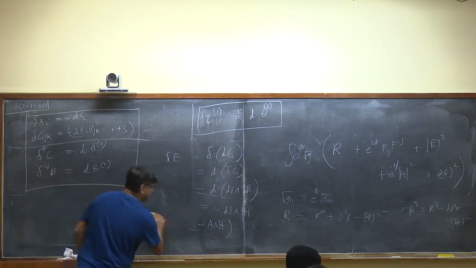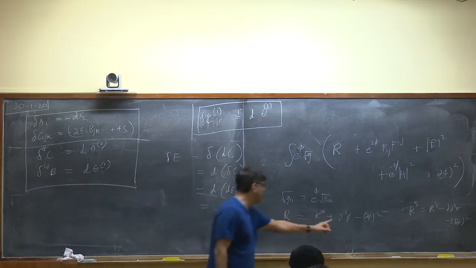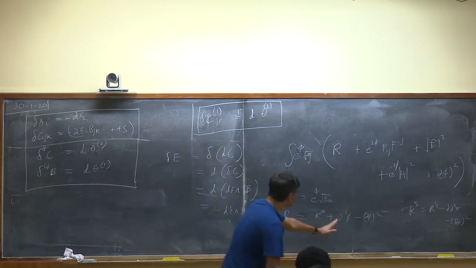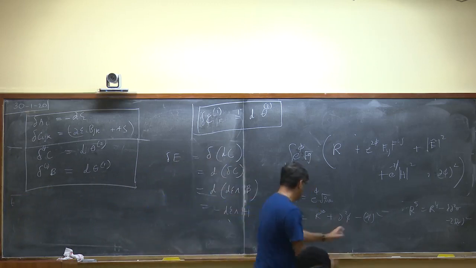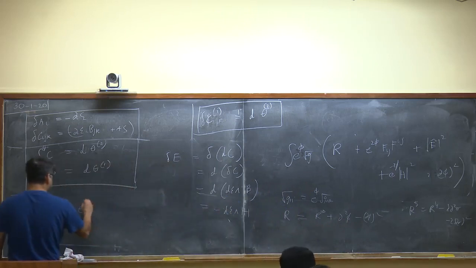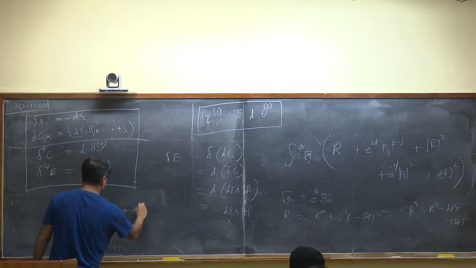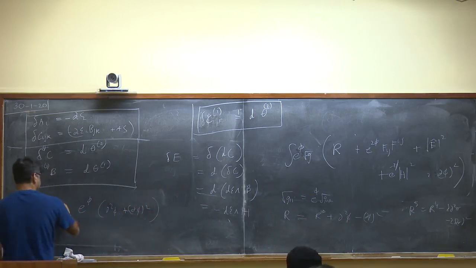Oh, I see. All I'm doing at the moment is integrating by parts to make this del phi squared. So we agree that this is e to the power phi, del squared phi plus del phi, the whole thing squared with some coefficients, and square root g.